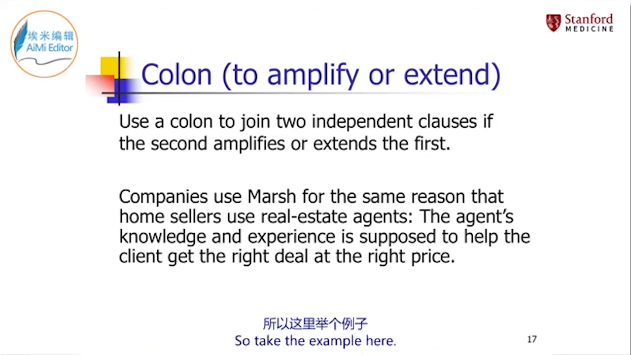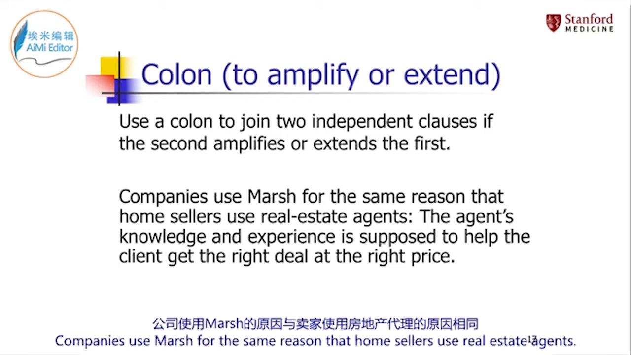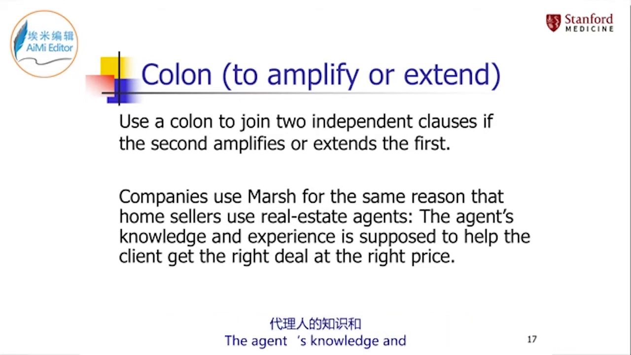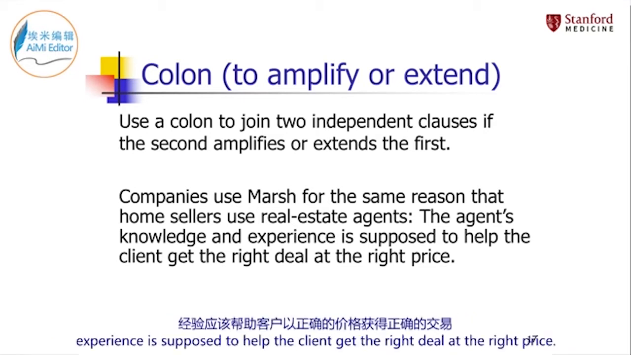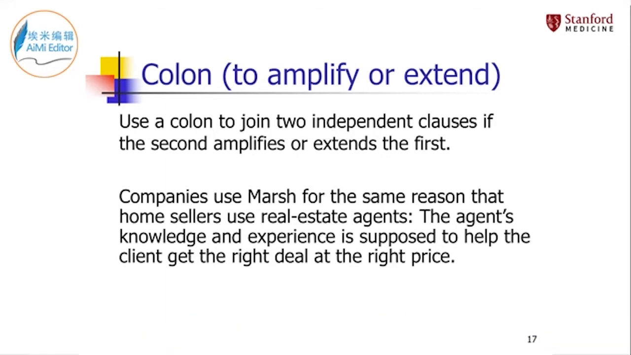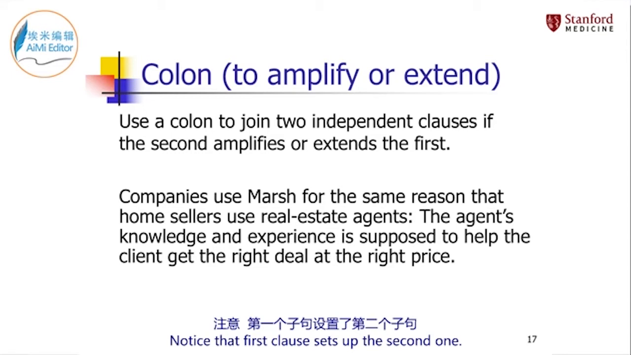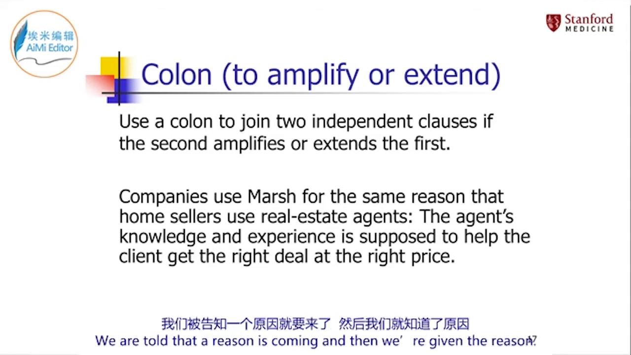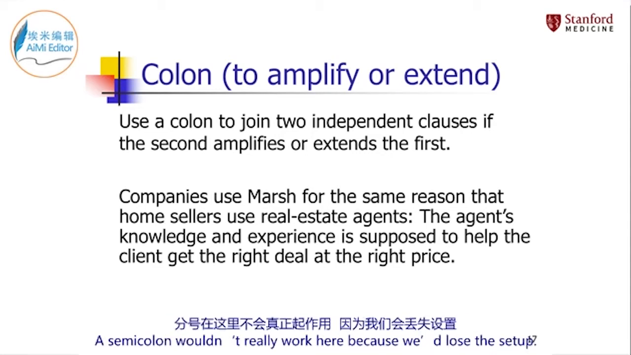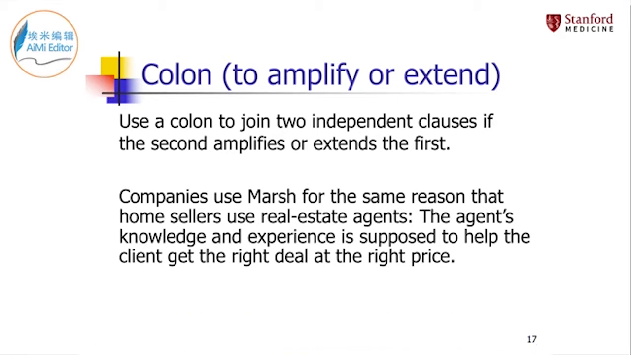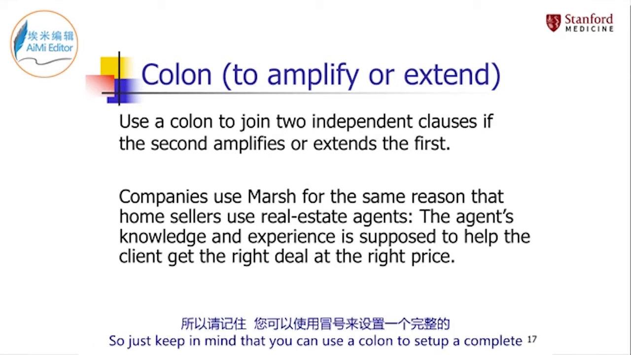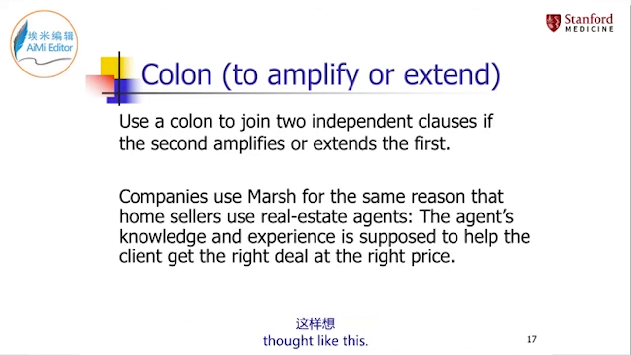So take the example here. Companies use March for the same reason that home sellers use real estate agents. The agent's knowledge and experience is supposed to help the client get the right deal at the right price. Notice that the first clause sets up the second one. We are told that a reason is coming, and then we're given the reason. A semicolon wouldn't really work here because we'd lose this setup. So just keep in mind that you can use the colon to set up a complete thought like this.